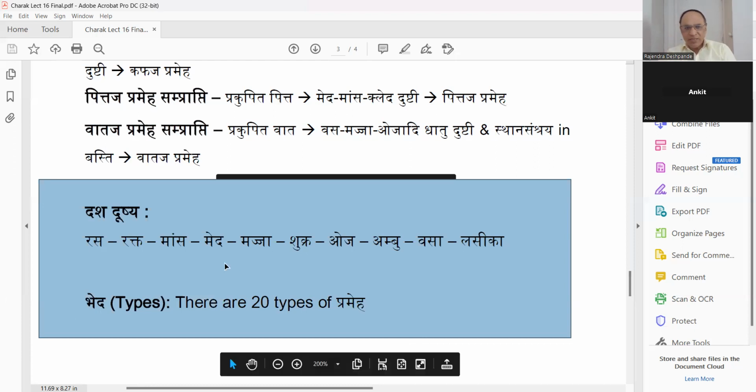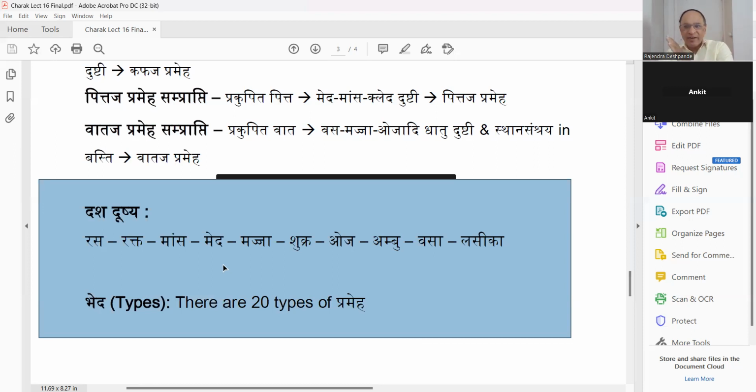So these are the Dushyas. The Dosha, on which element or body element they are attacking, those factors are called Dushya. Rasa, Rakta, Mansa, Meda, Majja, and Shukra: 1, 2, 3, 4, 5, and 6. Six dhatus are there. Oja is there. Ambu, the liquid part of our body. Vasa is there, and Lasika is there. So these are called the Dasha Dushya in the Prameha Vyadhi. These particular names are very important.